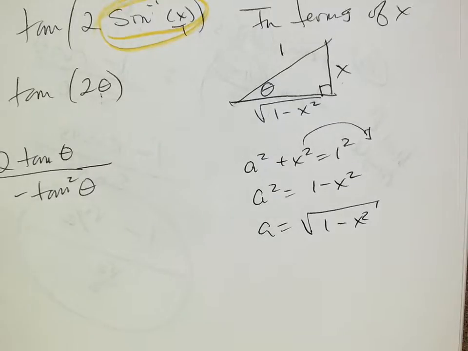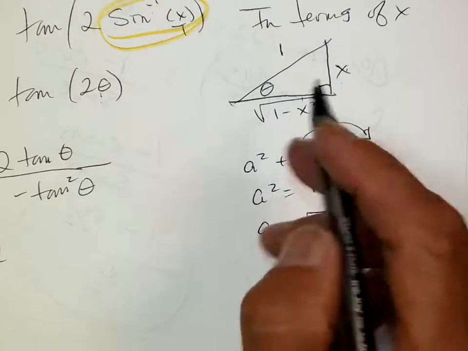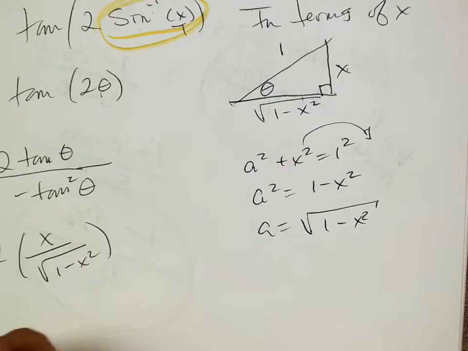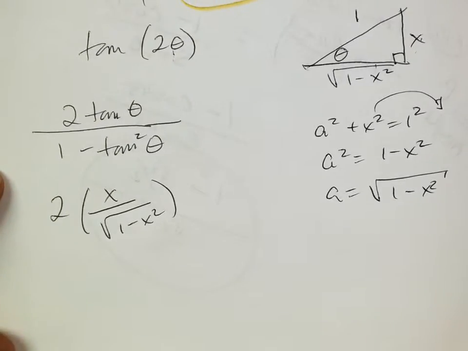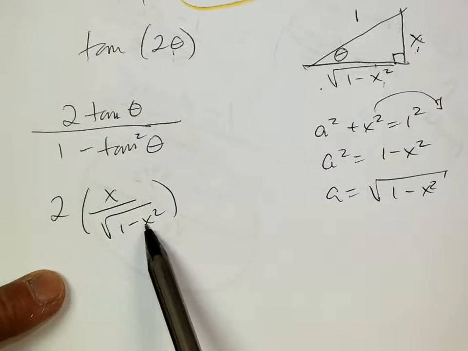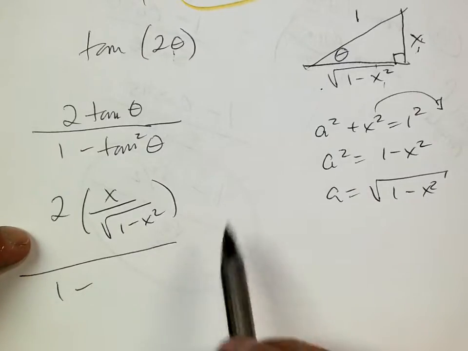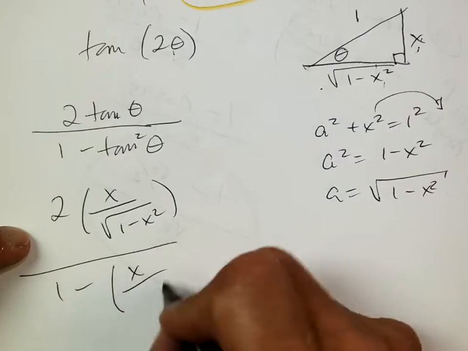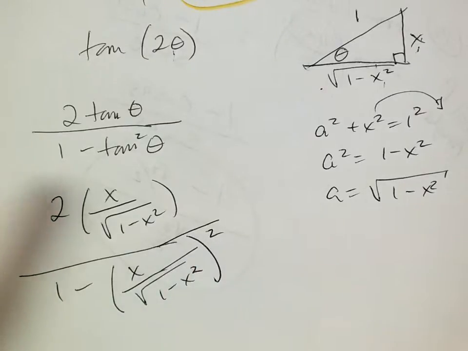Okay, so now, here we go. 2 tangent is opposite over adjacent. So it's going to be 2 times x over the square root of 1 minus x squared, okay? I'll do it again. So tangent's opposite over adjacent, right? That's where I got my x over the square root of 1 minus x squared. All divided by 1 minus tangent. Again, tangent's opposite over adjacent, so it's going to be equal to x over the square root of 1 minus x squared.